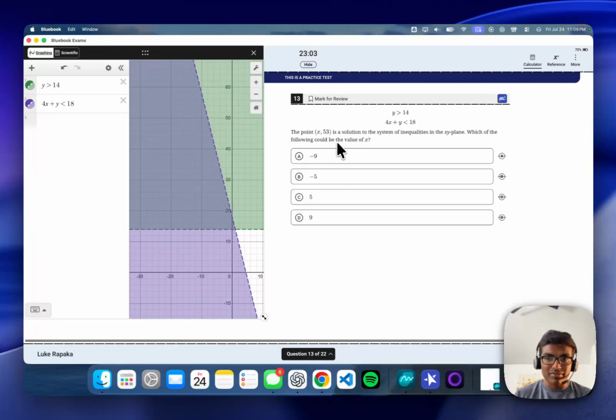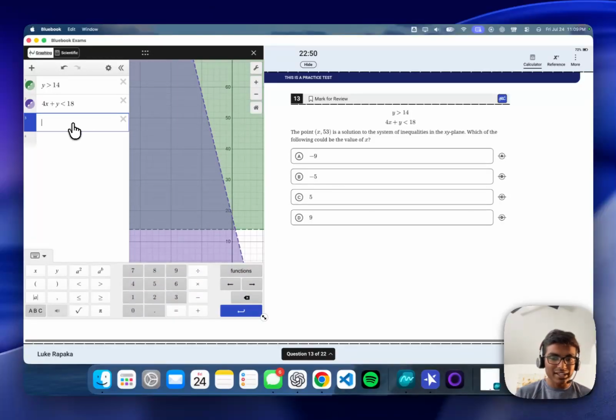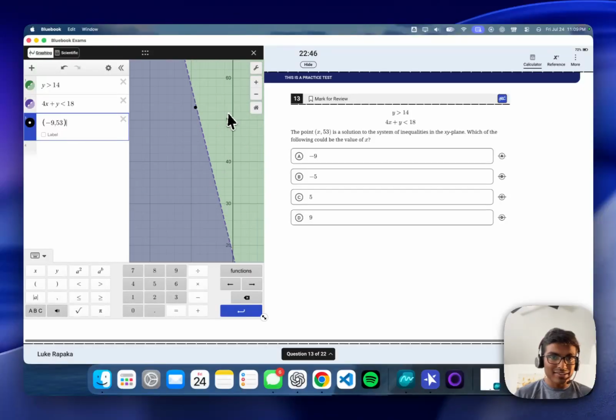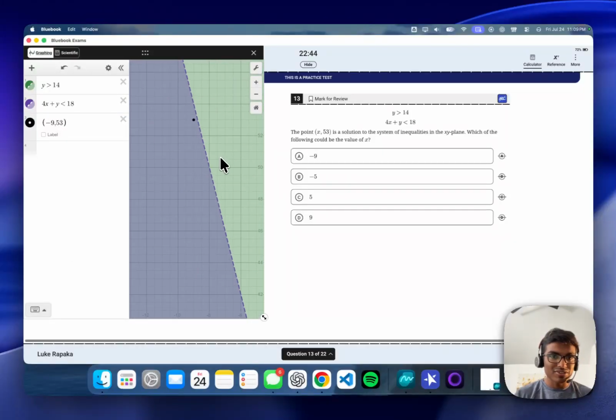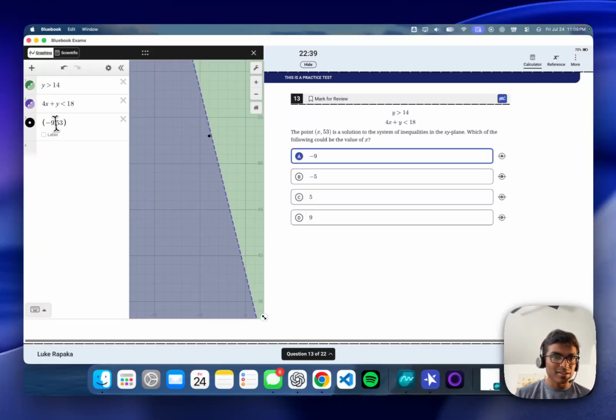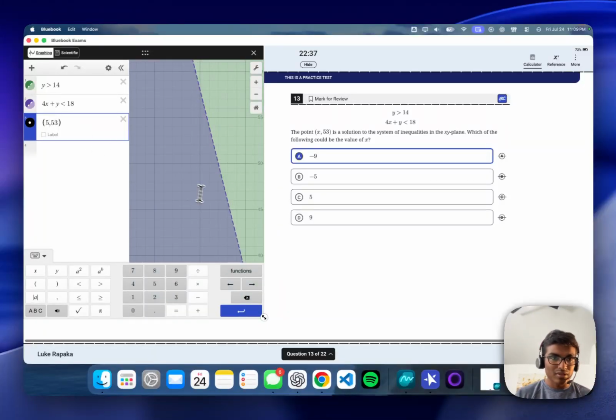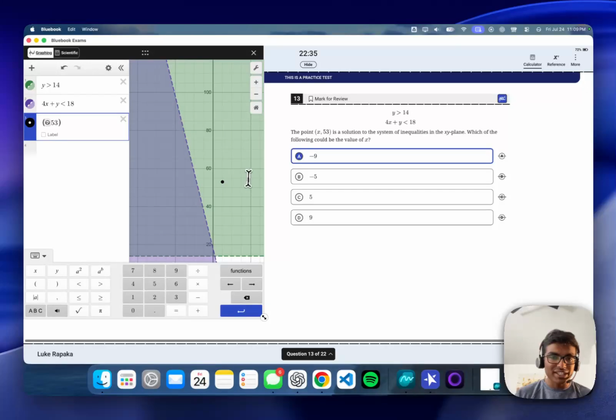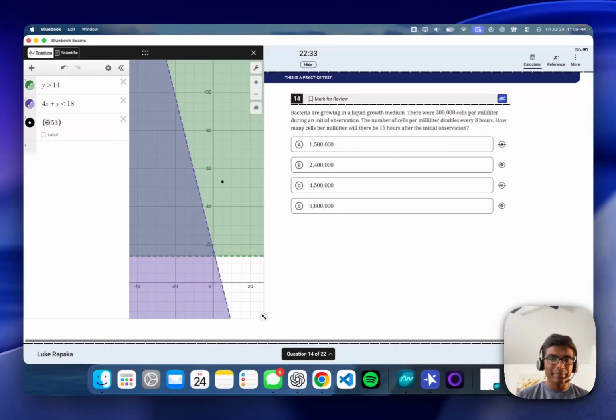Which of the following could be the value of x? If we see 53 up here, we need to see where both of them are shading in this purplish green color, right? I think -9 might work. So what I could just do is -9, 53. And as you can see, it's just inside of those two shaded lines, so that would be the answer. Whereas the other ones have one shaded area or none.